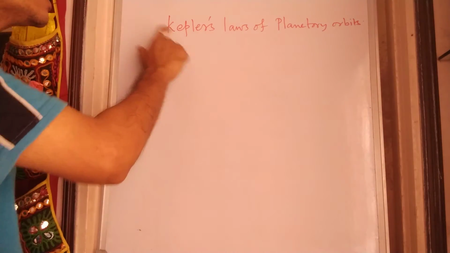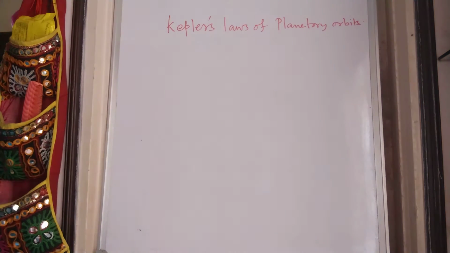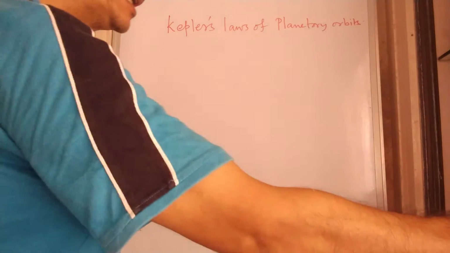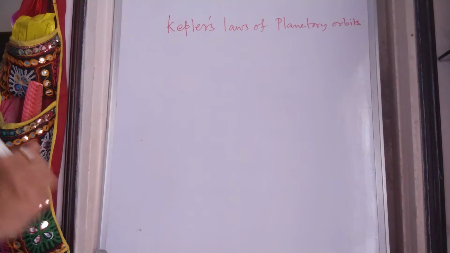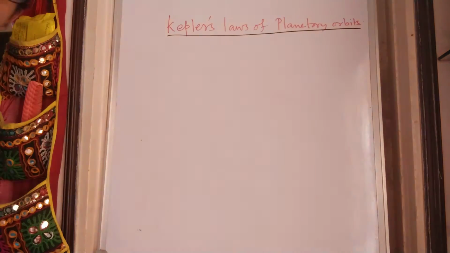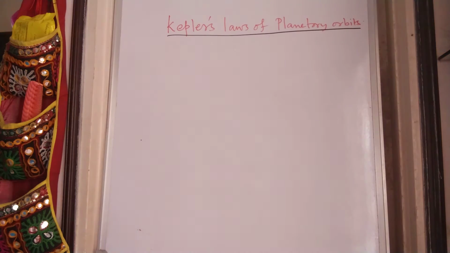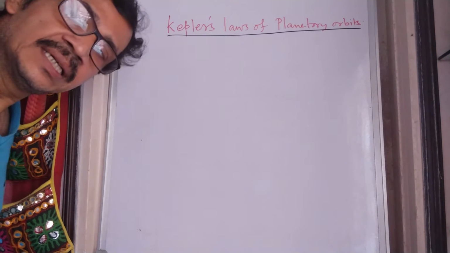Today let us discuss Kepler's laws of planetary orbit. Kepler gave these laws mainly for all the planets surrounding the Sun.